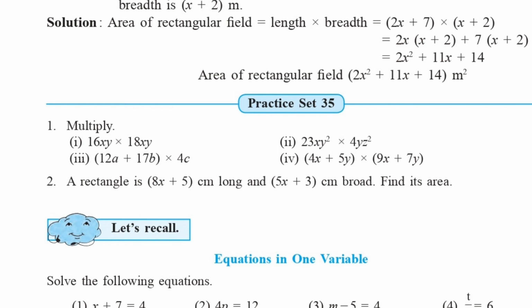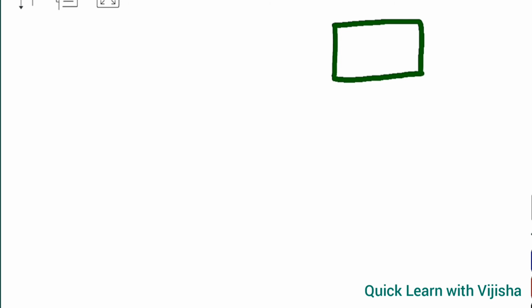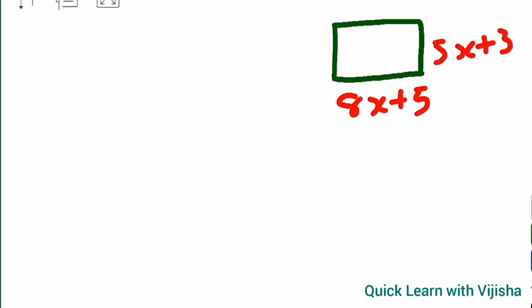Coming to the second main question. The question is given as: a rectangle is 8x plus 5 centimeter long and 5x plus 3 centimeter broad. Find its area. Now we have to find the area. Draw one rectangle. Long means its length. Length is the bigger part. So this length is given as 8x plus 5 and 5x plus 3 is broad. So this side will become 5x plus 3.